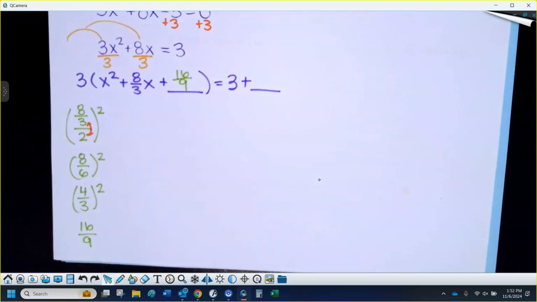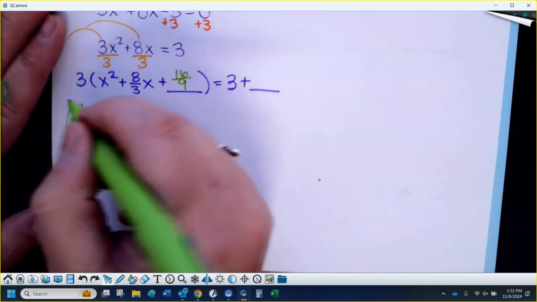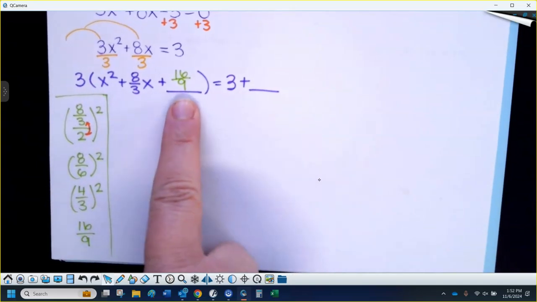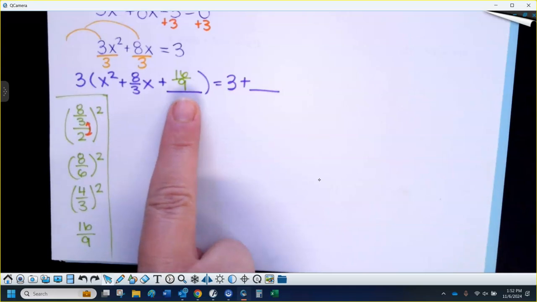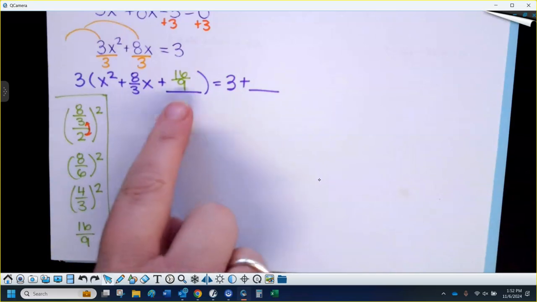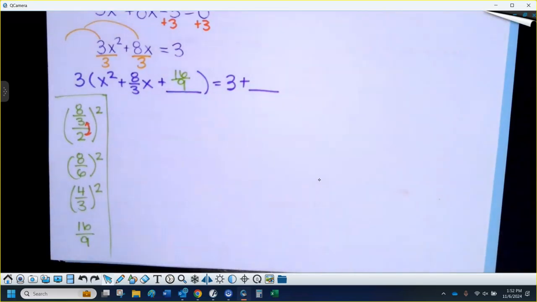Okay, now here's the trick to this question today that's different from what we did yesterday. I'm not really adding 16 over 9 to this side. Does anybody know why? It's not really 16 over 9. What am I really adding to this side? What do you think? Say that one more time. Not the reciprocal. Brody, what do you think?